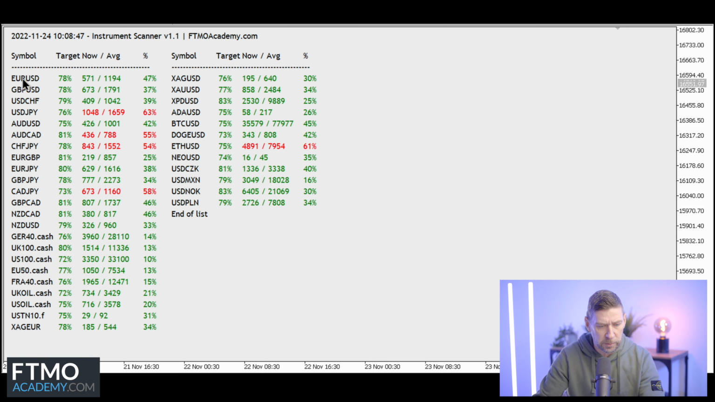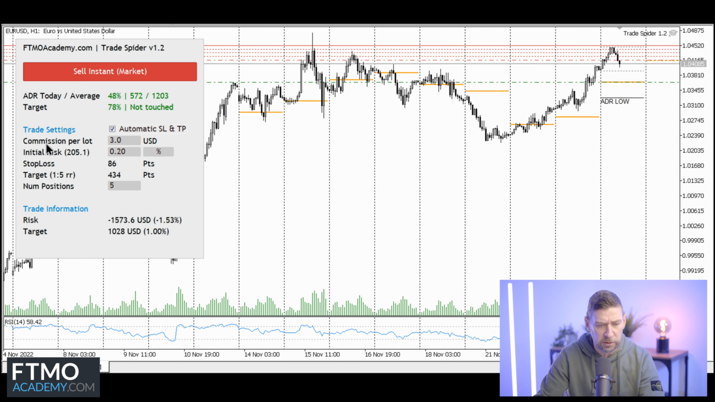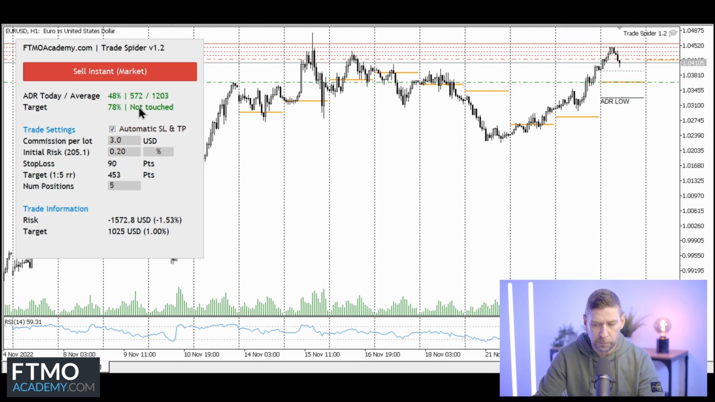So I'm gonna click on the symbol name and it opens a chart, and I have the trade spider already attached to it with the automatic stop loss and take profit. The orange line is the target, and each of these are the stop losses for each position, because we have 5 positions. If I change this to 3, we have it like this, but I like to have 5 positions.